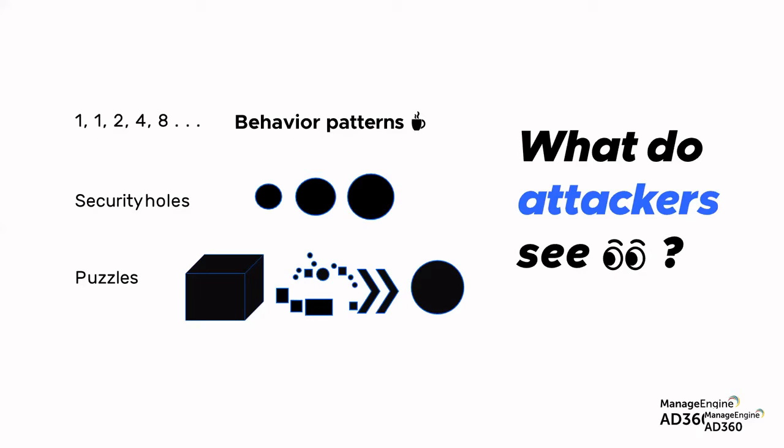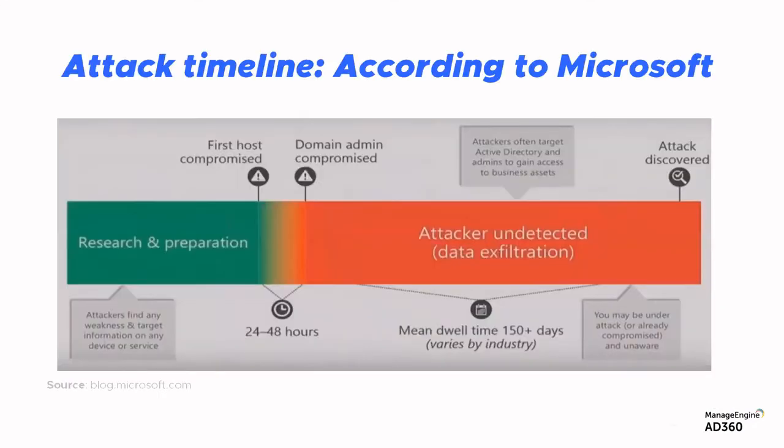That is the challenge that we are trying to handle right here. Attackers by default are going to try and take advantage of the situation. They are going to exploit a security hole that is available in your organization, and we'll try and stop it before any of that happens. But Microsoft themselves have come out with a very clear timeline as to how attacks happen with Active Directory.